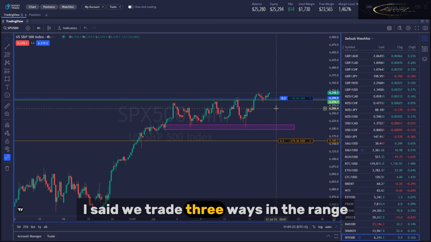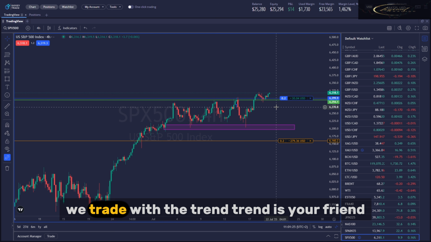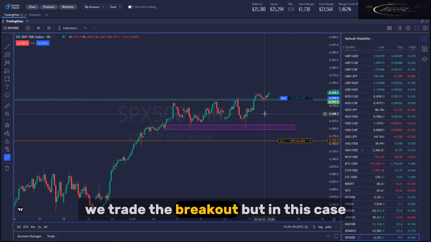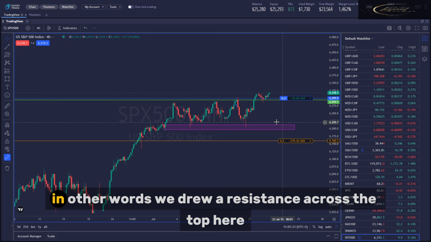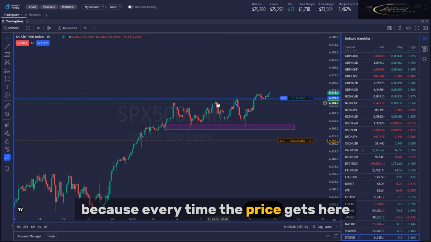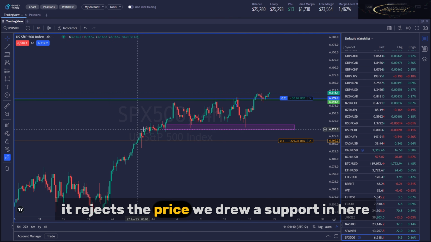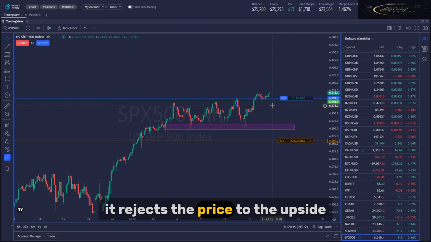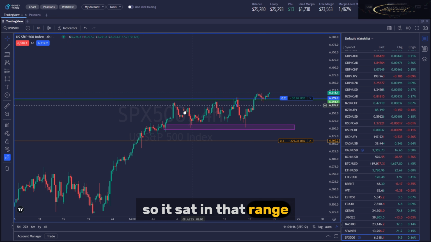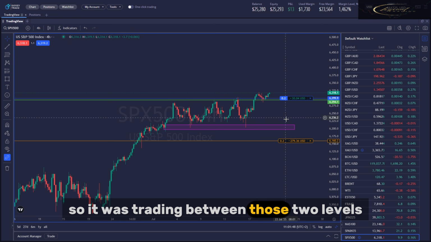I said we trade 3 ways: in the range, we trade with the trend, trend is your friend, and we trade counter trade. We trade the breakout. But in this case, we're trading a breakout on a flat resistance. In other words, we drew a resistance across the top here because every time the price gets here, it rejects the price. We drew a support in here because every time the price gets here, it rejects the price to the upside. So it sat in that range.